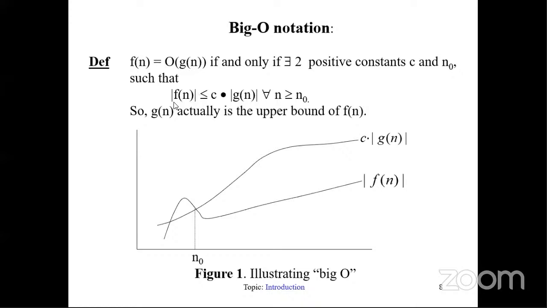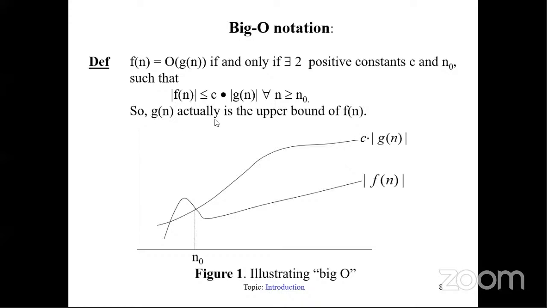By the time you find the absolute value of f of n, we are saying that you are introducing a constant c and n naught, such that cg of n is greater than or equal to f of n, because f of n is less than or equal to cg of n. But this will only be true for all n greater than or equal to n naught.